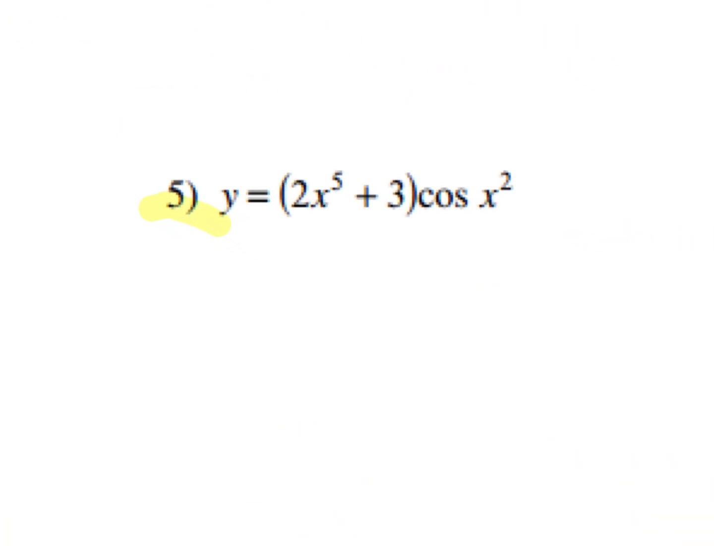All right, let's look at number 5. So here we have 2 terms that we're multiplying. What would I need to do to find the derivative? Product rule. Our product rule is the first times the derivative of the second plus the second times the derivative of the first. So our first is 2x to the 5th power plus 3 times the derivative of the second.